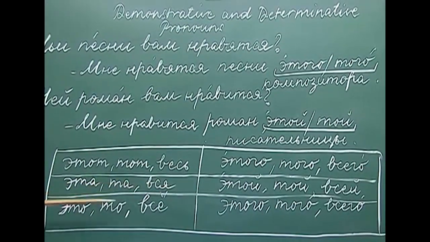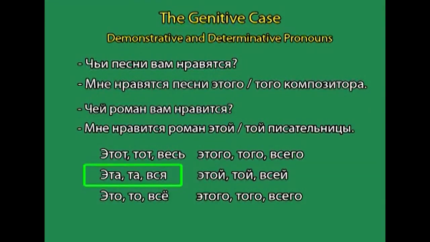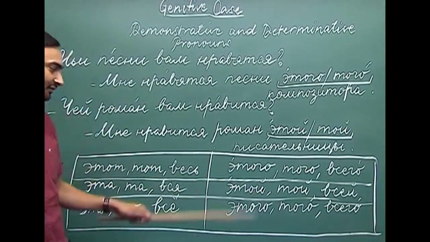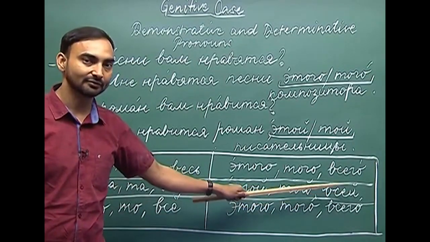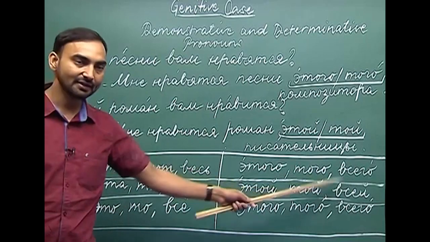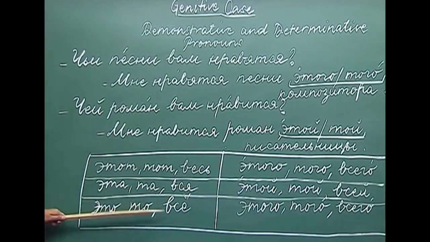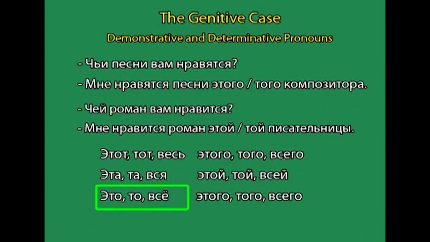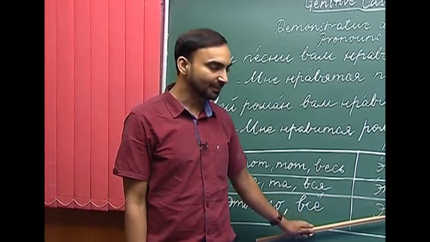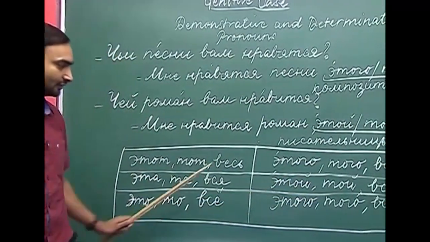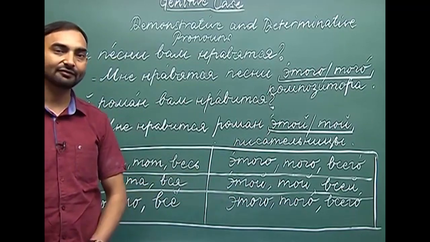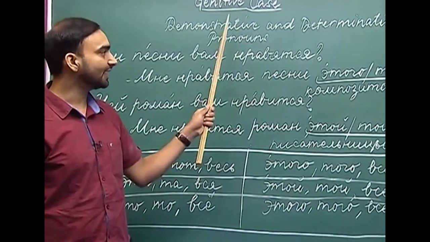The second row represents the feminine gender forms эта, та, вся. So, what happens when they are used in the genitive case with the feminine nouns? Этой, той and всей. So, этой corresponds to эта, той, та and всей, вся. The next row is the neuter gender это, то, всё. So, when they are used with neuter gender nouns, это becomes этого, то becomes того and всё, всего. So, these are the forms of demonstrative and determinative pronouns in the genitive case.